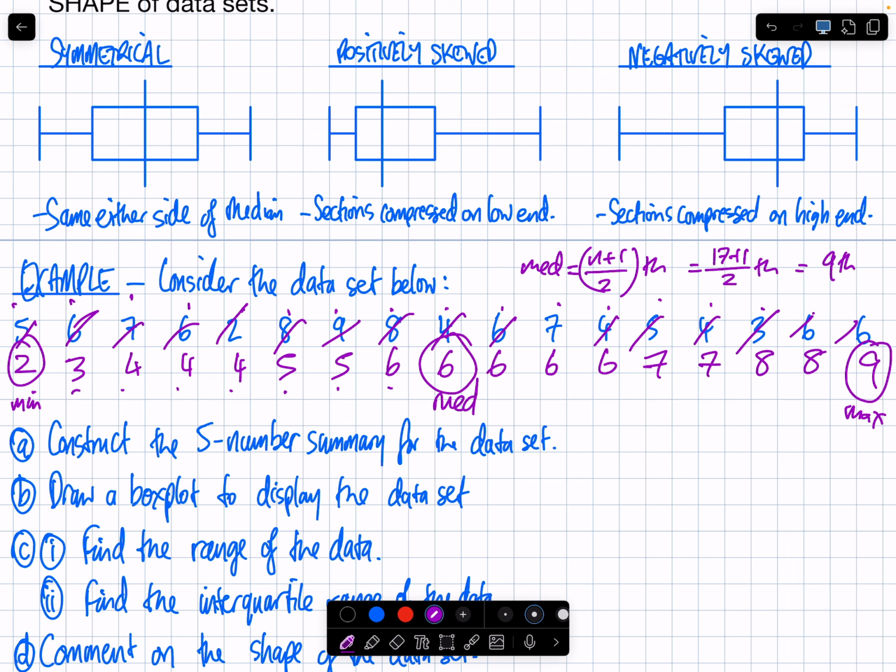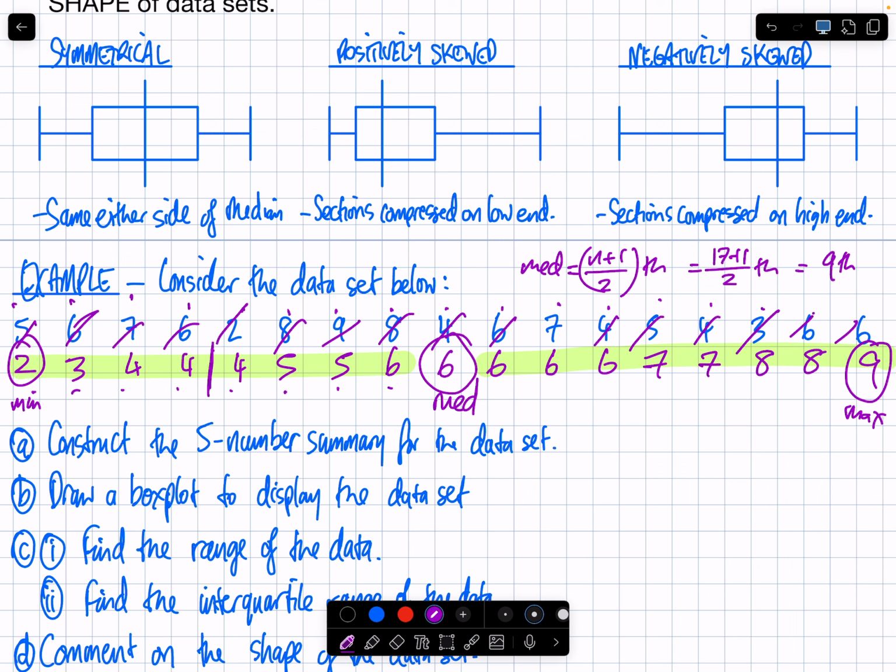Why do we have to find things in that order? Because I need to find the median first, because now I've split the data into 2 halves. I've got the upper half here and the lower half here. What's the median of the lower half? How many numbers are there? 1, 2, 3, 4, 5, 6, 7, 8. There's 8. So the median of the lower half is going to be in between 4 and 4.